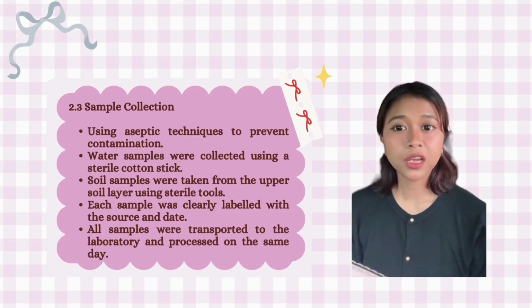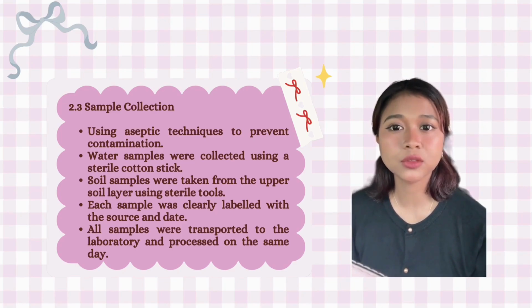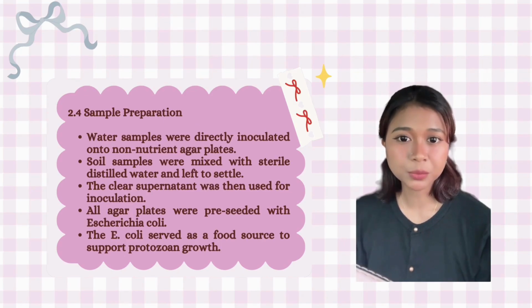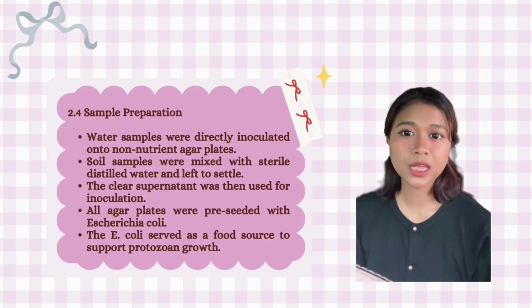Next is sample collection. All samples were collected using aseptic techniques to prevent contamination. Water samples were collected using containers. Soil samples were taken from the upper soil layer using sterile cotton. Next one is the sample preparation. Water samples were directly inoculated onto the non-nutrient agar plates. Soil samples were mixed with sterile distilled water and left to settle, and the clear supernatant was then used for inoculation.